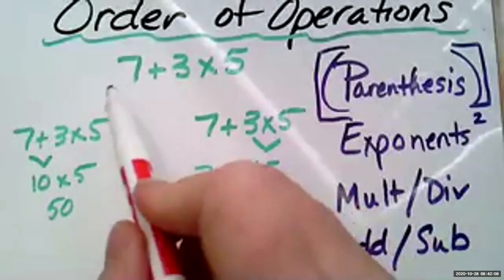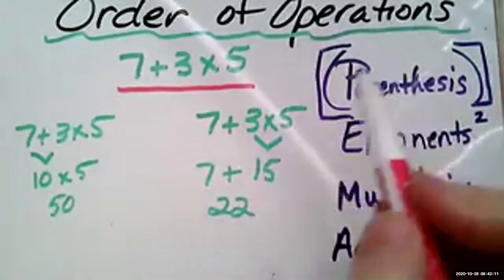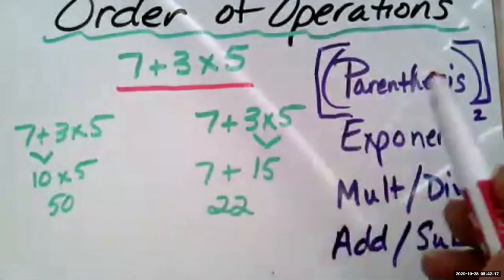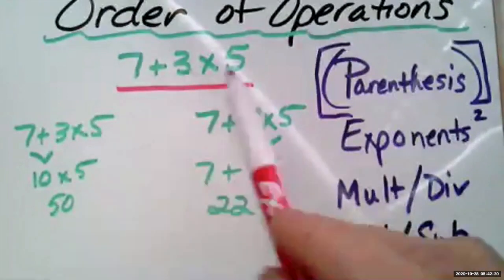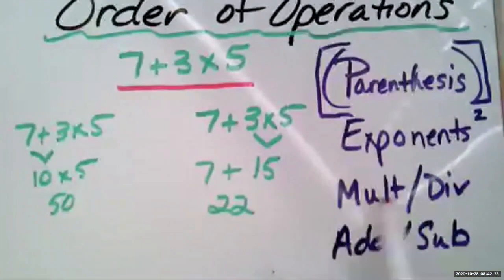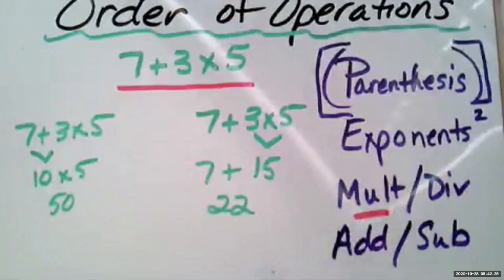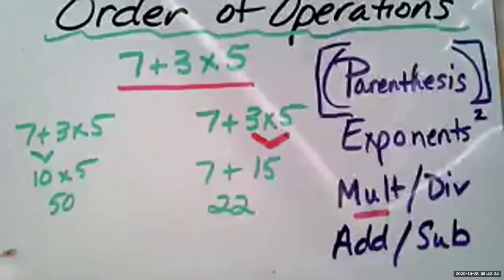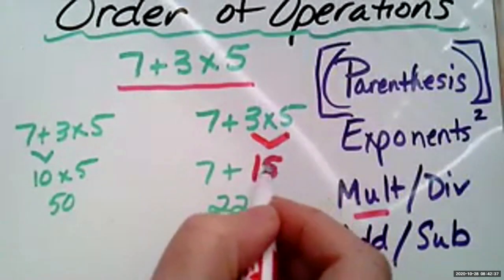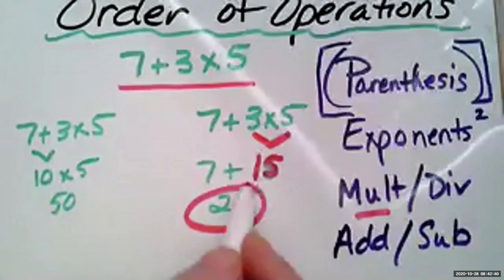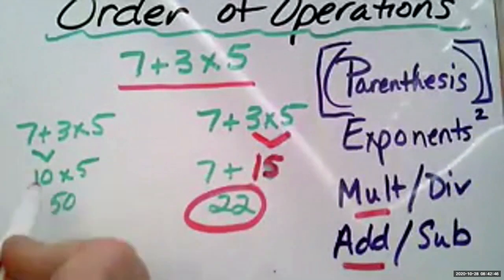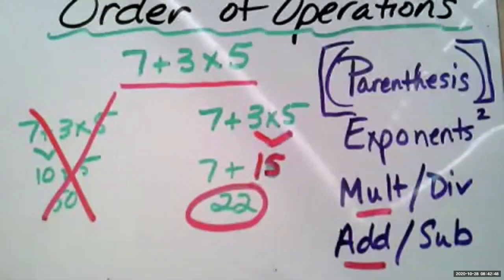So if I'm looking at our first problem here for today, I ask myself, are there any parentheses? No, there are not. How about any exponents? No, I do not see any exponents. Now I'm looking for multiplication or division. Sure enough, multiplication is the first thing I see, so I'm going to do the multiplication first. 3 times 5 is 15. That is going to make this answer correct because then you add or subtract. So you take your 7 plus 15 to give you 22. That makes this other answer completely wrong.